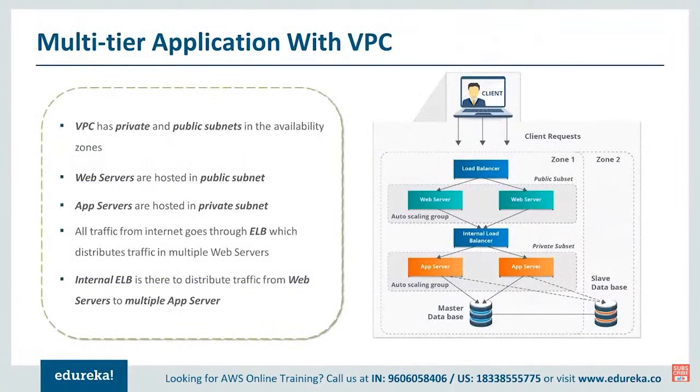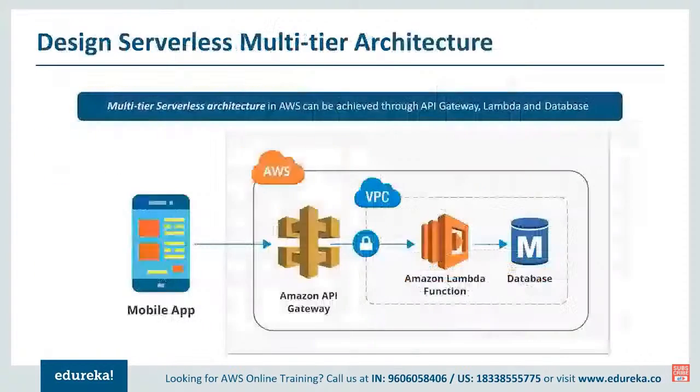Then multi-tier applications, again, very similar to one of the architectural representations that we saw. A VPC would have both public and private subnetworks, which would be spread across multiple availability zones. Web servers generally go over into public subnets, app servers into private subnets. You can have external load balancers, internal load balancers. Then designing serverless multi-tier architectures from your mobile applications, you can use services like API gateway that would manage all the API calls for you and execute Lambda functions.